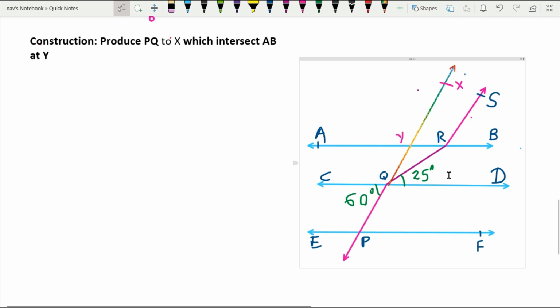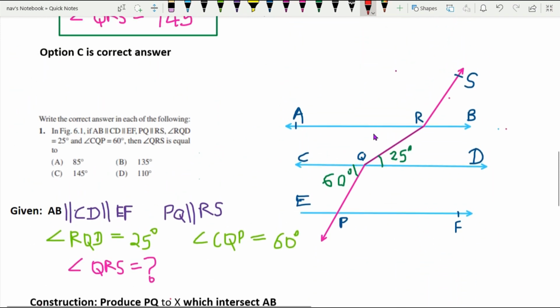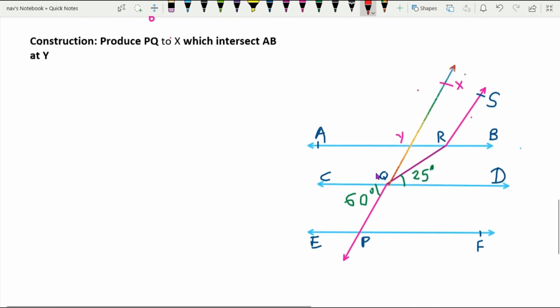So this is the new figure. See, I have constructed this line with this rainbow color. Now onwards we will use rainbow color to draw the construction. See the difference between these two diagrams. We have just constructed a line above this angle QRS. This produced line we just constructed intersects AB at the point Y.